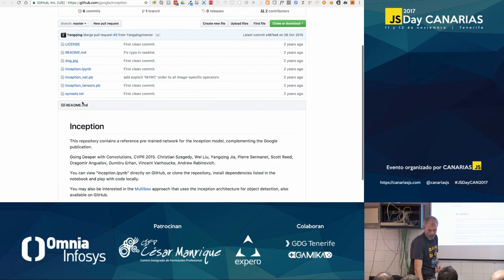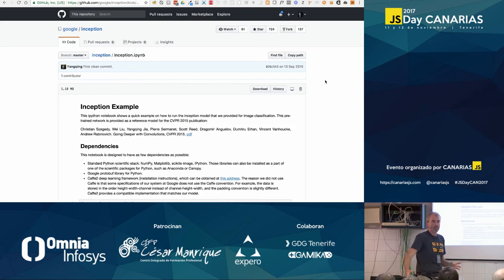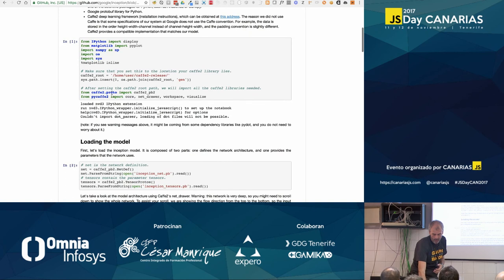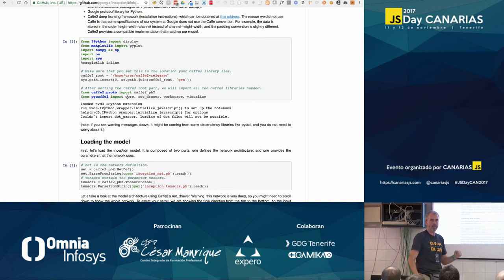A famous one is Google Inception, and they've got a Python notebook up here showing that, which is a massive neural network that has been trained on millions of images. So already this network knows how to label and find objects in images. And all you have to do is the forward pass. And this one's done in Caffe. All you would do is load the Caffe.js library, load up that data from file or from an API, and then you're ready to go. You can classify.